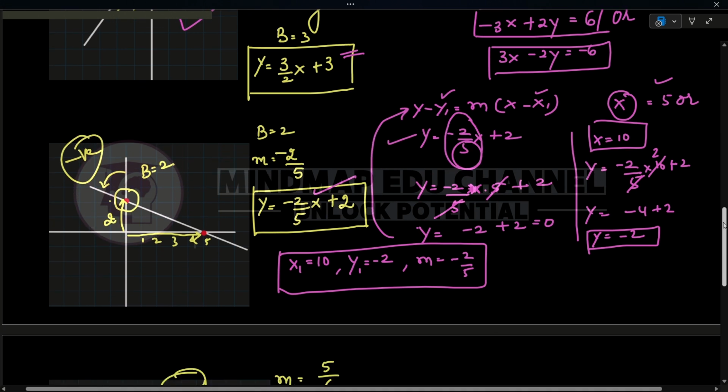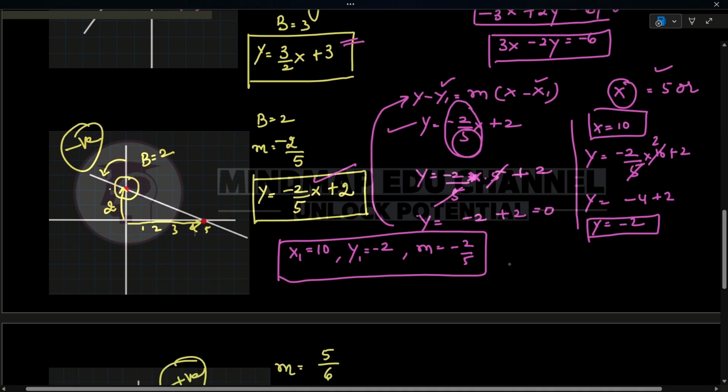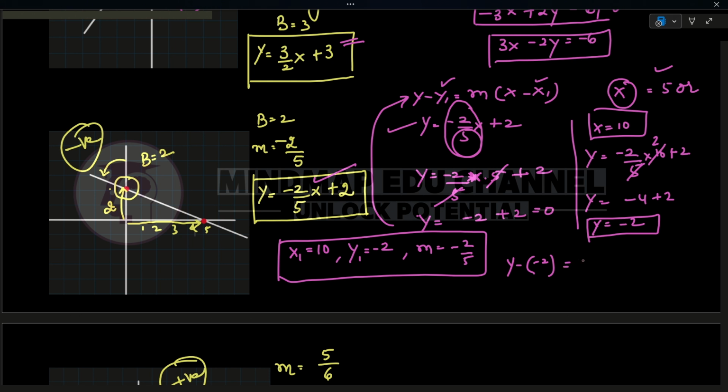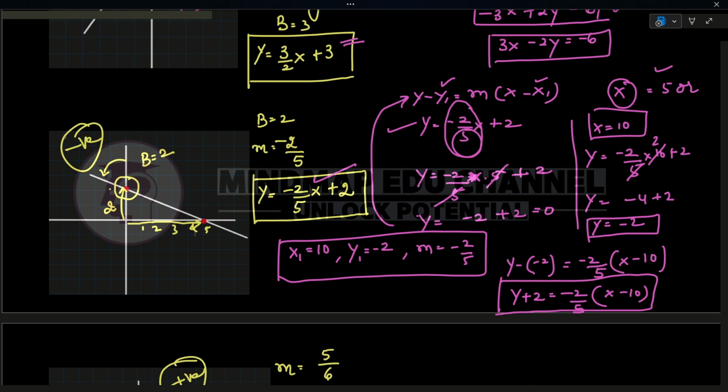So, these three values, now substitute that in this, that is point slope form. So, what we will get here? We'll get y minus, what's your y1? y1 is minus 2, is equal to m, that is slope, and slope is minus 2 over 5, (x minus, what is x1? That is 10). Simplify it. y plus 2 is equal to minus 2 over 5 in bracket x minus 10. Now this is the equation in point slope form for this graph.